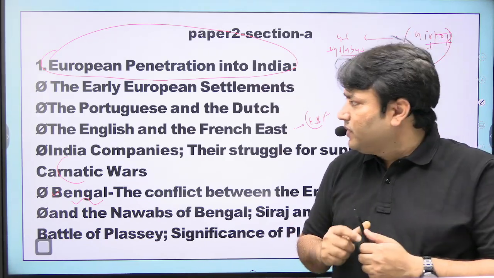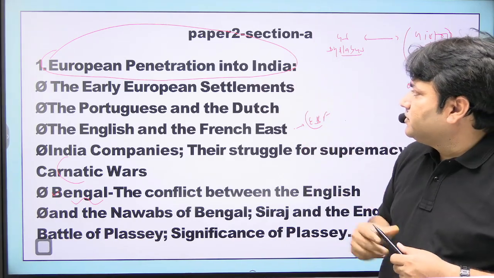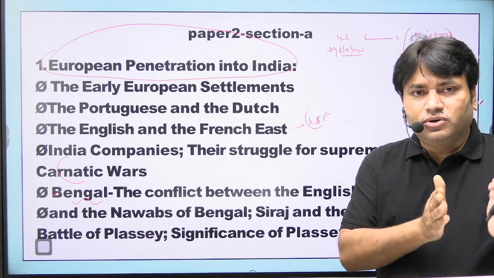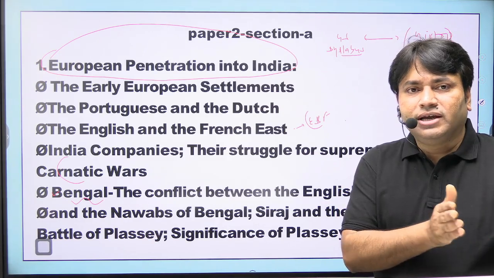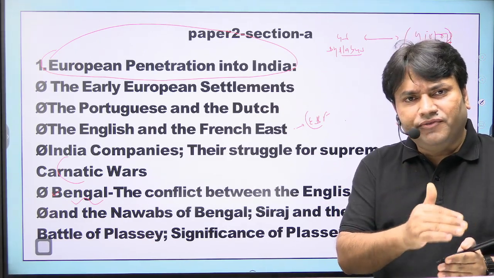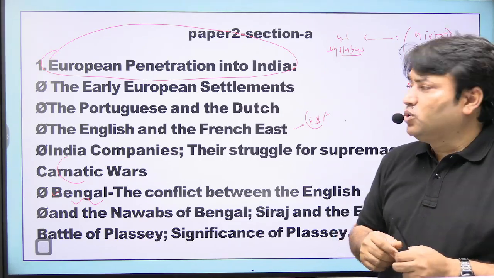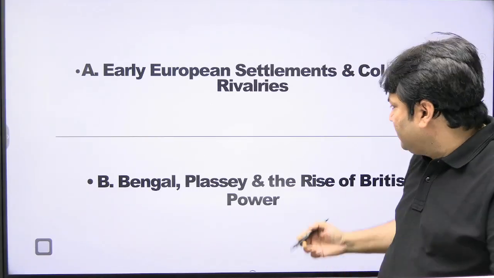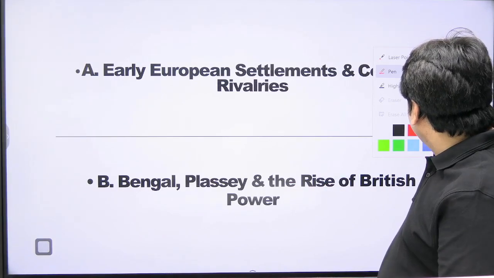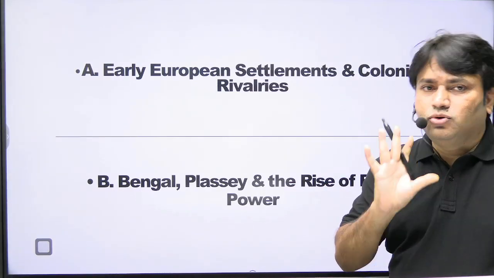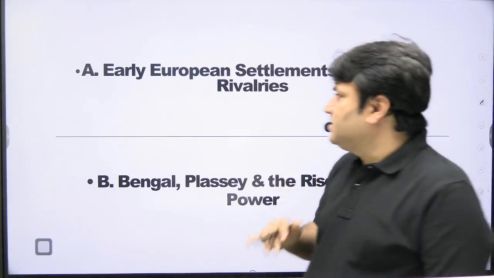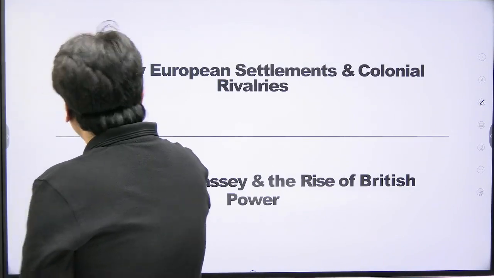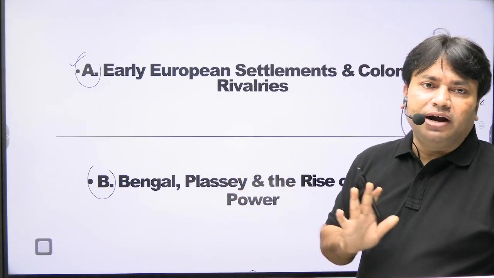For example, when I observed this chapter 1, European penetration into India, and when I observed the previous year questions that have been asked in the last 15 to 20 years, I got sufficient number of questions from this chapter. And finally, what I did, I divided this chapter into two parts. It means that chapter 1, for revision, we are dividing it into two parts. That is part A and part B.